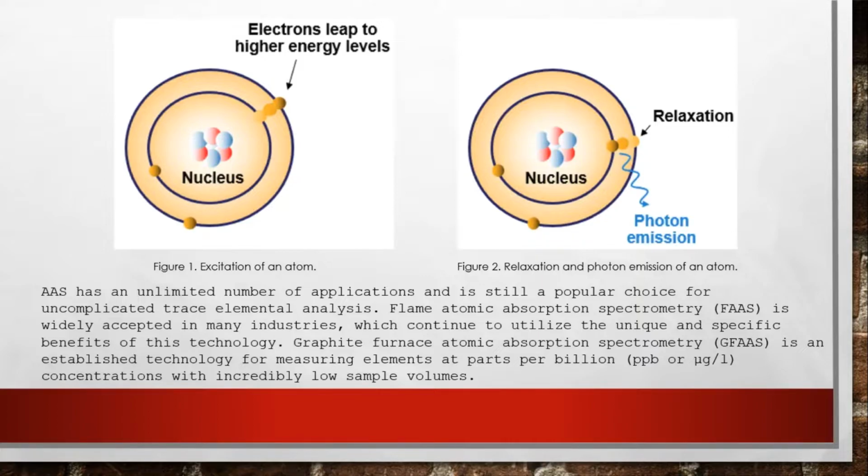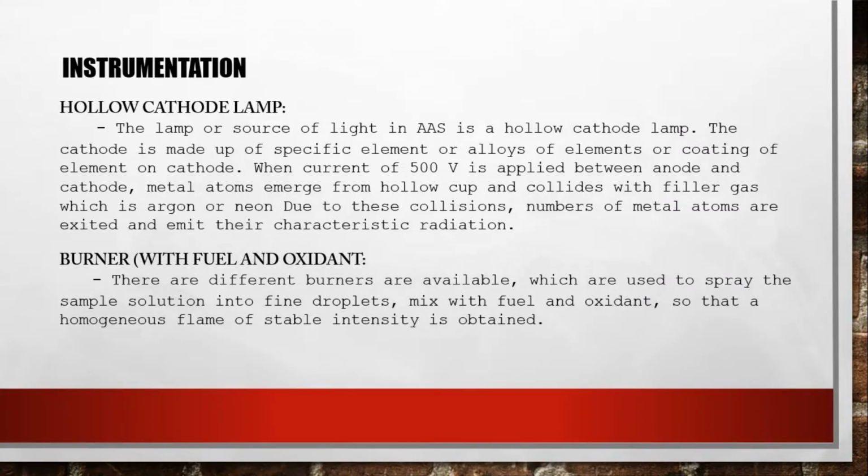In figure 1, the excitation of an atom, the nucleus has electrons leap to higher energy levels, and in figure 2, which is the relaxation and photon emission of an atom, the nucleus has relaxation and photon emission. Atomic absorption spectroscopy has an instrumentation.